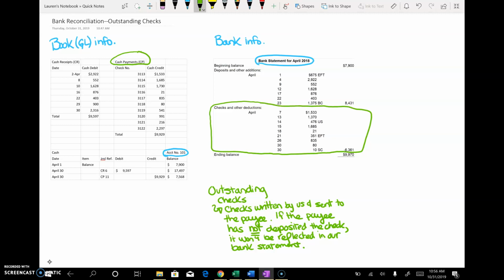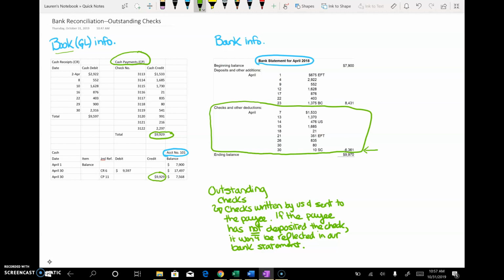Notice here the total amount of cash payments that we've recorded in the GL on the book side over here is $9,929, which is reflected right here, the credits to cash during the month of April. And over on the bank side, they've reflected $6,361 in deductions. So clearly there's a few of these checks that we've written that haven't cleared yet.